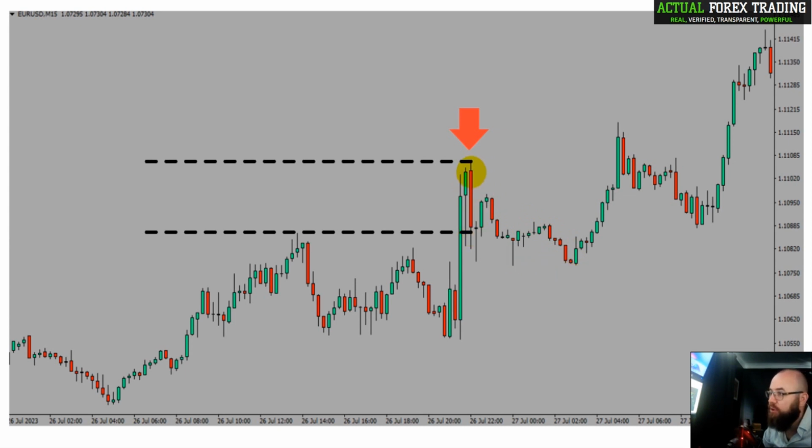So I've marked the body roundabout with these dashed lines. So we closed down here, we opened up here, big red candle. The previous bullish candle was smaller. So we have a bullish candle followed by a big red bearish candle. This is a bearish engulfing candle.